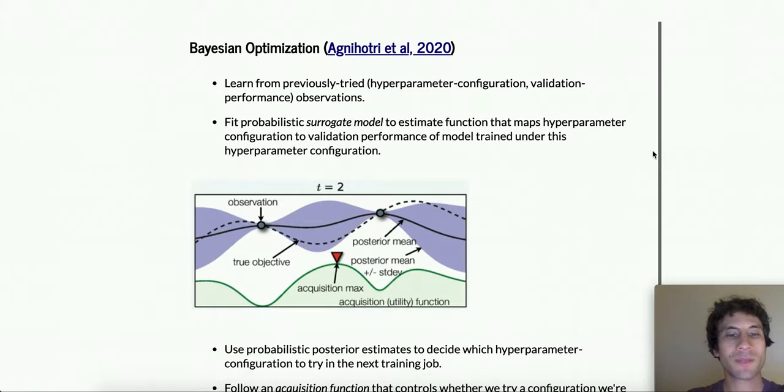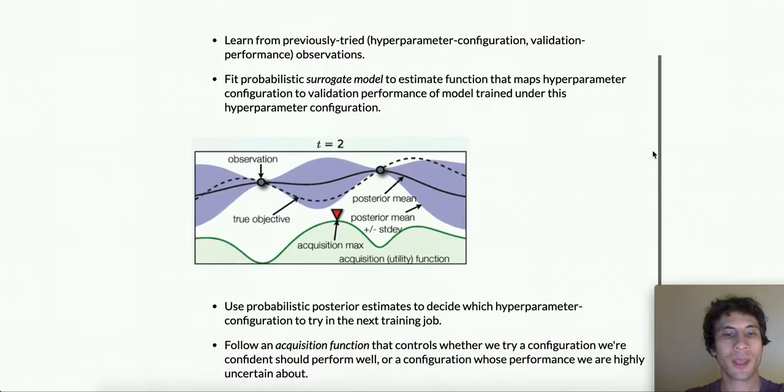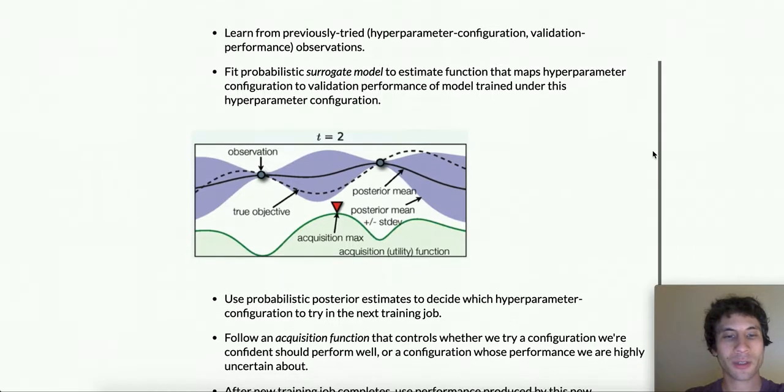It then uses the probabilistic posterior estimates of the surrogate function to decide which hyperparameter configuration to try in the next training job. Here we follow an acquisition function that controls whether we prefer to try a configuration we're confident should perform well or a configuration whose performance we're highly uncertain about. Note that we really have to do both in order to gradually converge upon the best possible hyperparameter configurations. This is known as the exploration-exploitation trade-off.